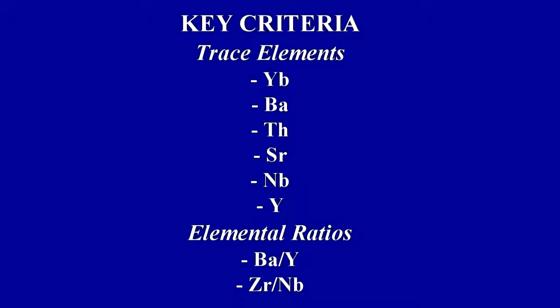These trace elements are basically ytterbium, barium, thorium, strontium, niobium and yttrium. Barium is important. Why is barium important? Barium is not present in high concentration in basic rocks. But if barium is there, where has this barium come from? It has come from the acidic crust, because when the basic magma was ascending, because of heat the surrounding rocks underwent melting and a hybrid magma was produced.